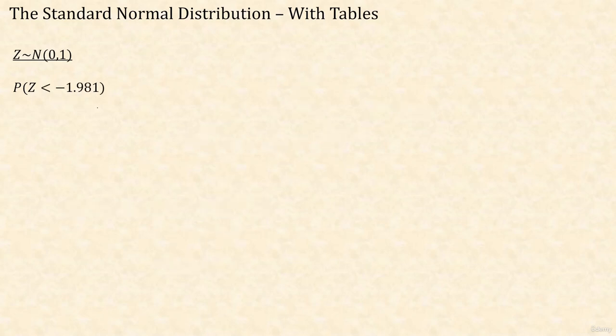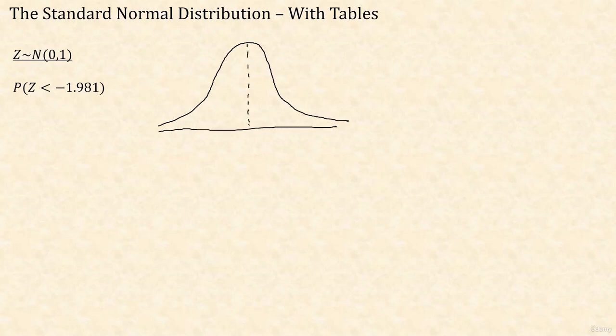The probability that z is less than negative 1.981. Again, we really do need the sketch here because this is just so easy to get wrong if you don't have a sketch. Your sketch does not need to be enormous or perfect, it just needs to be useful. So minus 1.981 is down here somewhere. And we're looking for the probability that z is less than that, so it's this.